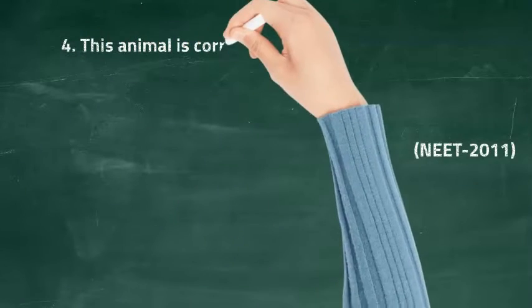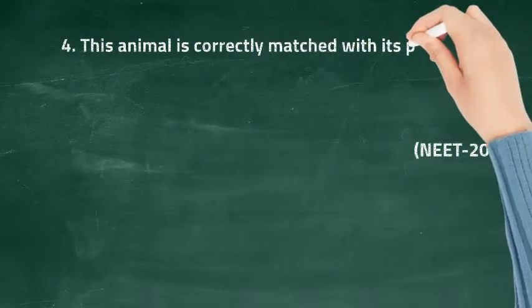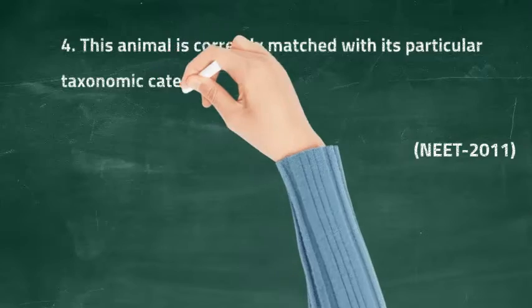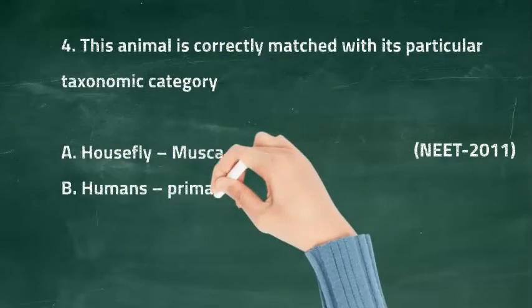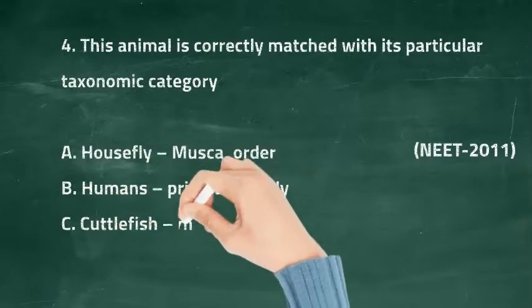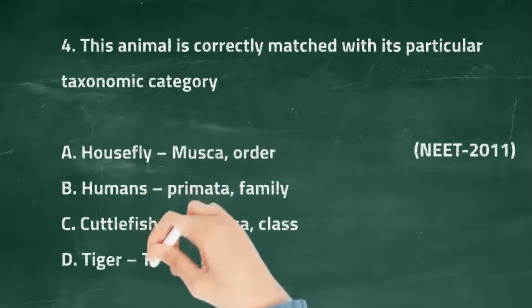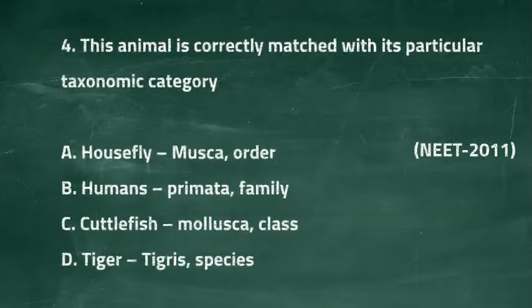Question 4. Which animal is correctly matched with its particular taxonomic category? Option A: housefly, Musca, order. Option B: humans, Primata, family. Option C: cuttlefish, Mollusca, class. And option D: tiger, tigris, species. So the right answer to this question is option D, tiger, tigris, species.